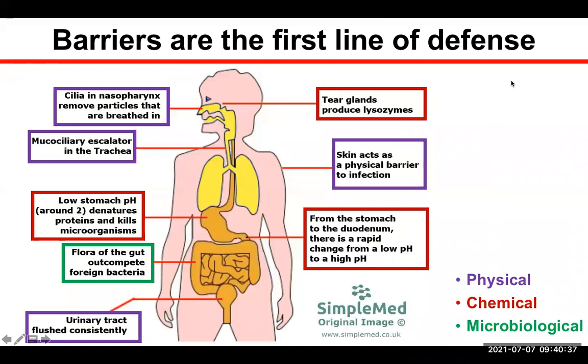So the first line of defense before the immune system even recognizes a pathogen are going to be our barriers. And so we have three different kinds of barriers that we have in our bodies to keep pathogens at bay. And so the first one's going to be the physical barrier. And so these are going to be things that physically are able to keep pathogens out. The most common one is going to be the skin.